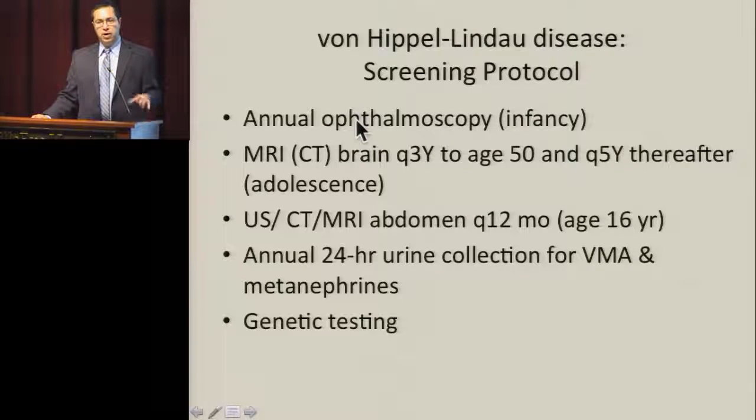For ophthalmoscopy, it has to be done once a year. And what age do you start it? You remember I told you can see these tumors in children as young as 2 years. So the suggestion is you start an annual ophthalmoscopy in infancy.